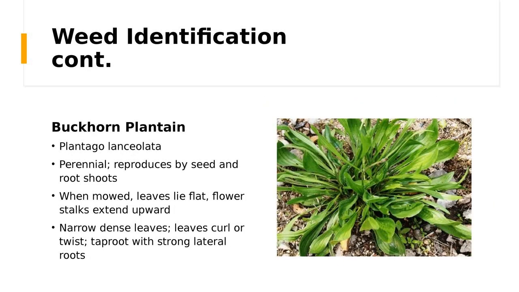This is buckhorn plantain, Plantago lanceolata. It's a perennial. It reproduces by seed and through root shoots. Again, just like the other plantain, when it's mowed, the leaves lie flat. The flower stalks extend upward. This one, the leaves are more narrow and dense, and the leaves curl or twist. The taproot's pretty strong, and that also has really strong laterals.